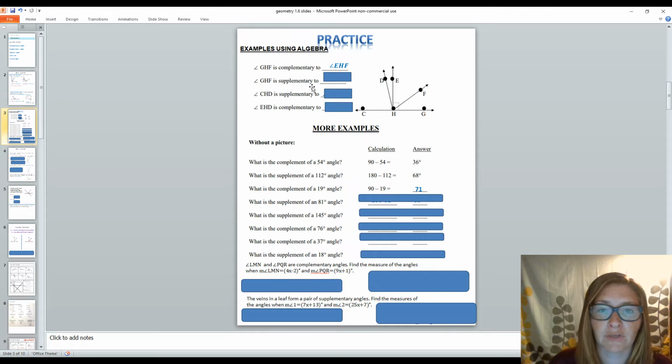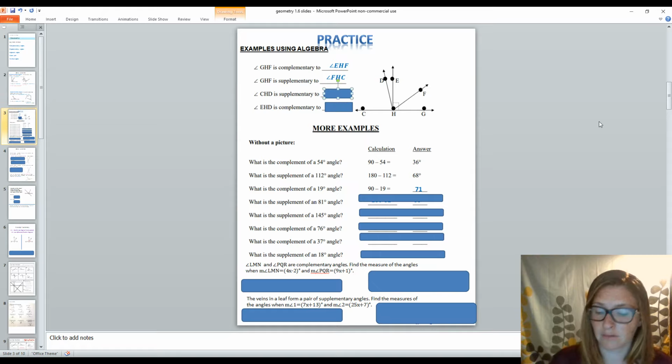GHF is supplementary, so we're still starting with the same angle, but we want the supplementary pair. What angle would I have to combine with this angle to create the entire line? So I would say FHC. Notice how I'm naming with my angle symbol and all my letters are capitalized. All right, I'd like you to pause your screen and try the next two down below.